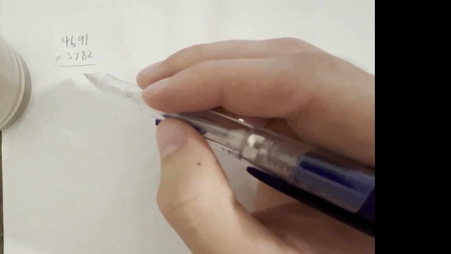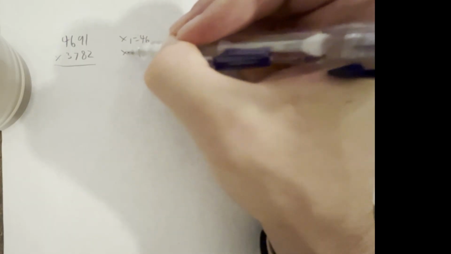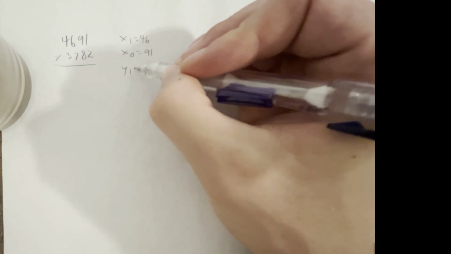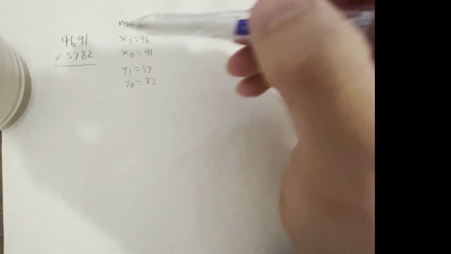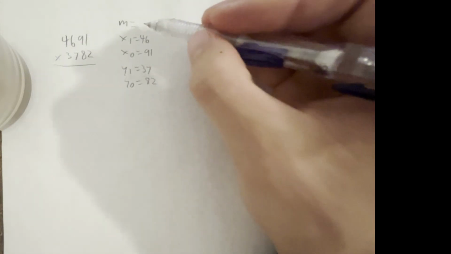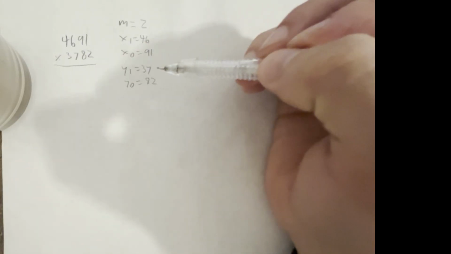It's largely the same process. We're going to split each of these numbers in half. So x1 is going to be 46, while x0 is going to be 91. y1 will be 37, while y0 will be 82. Now it's also helpful for bigger than 2-digit numbers to define an m. M is how big each of the halves are. So in this case, it'll be 2 because there's 2-digit numbers in our x1.